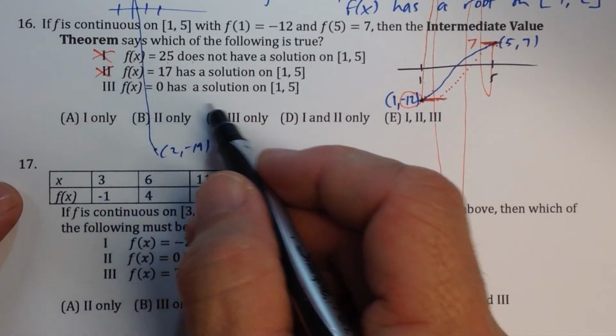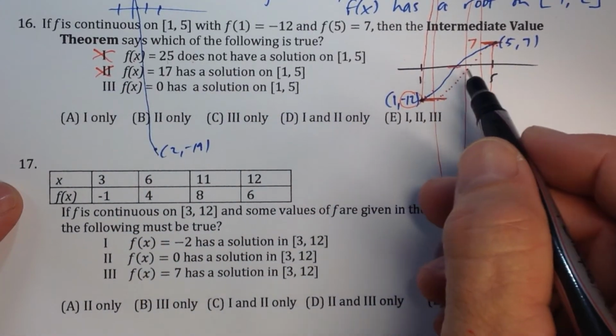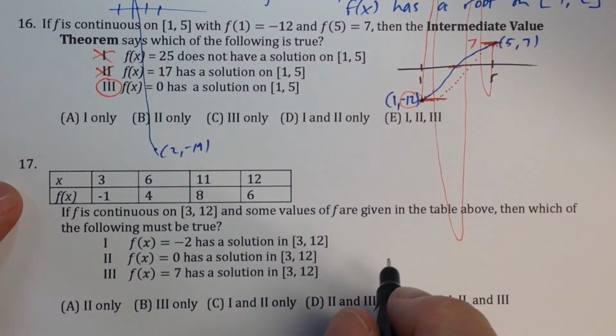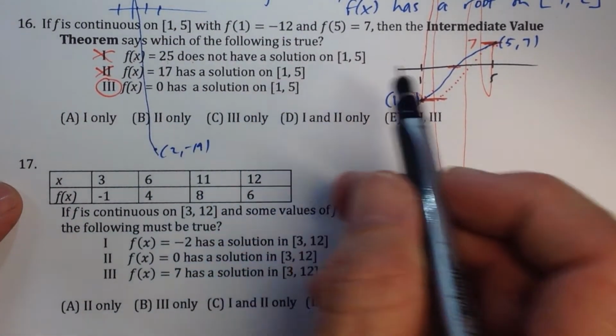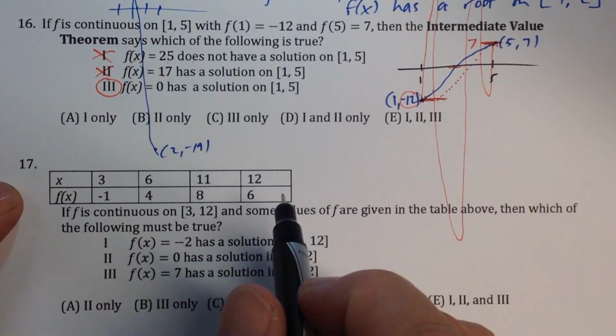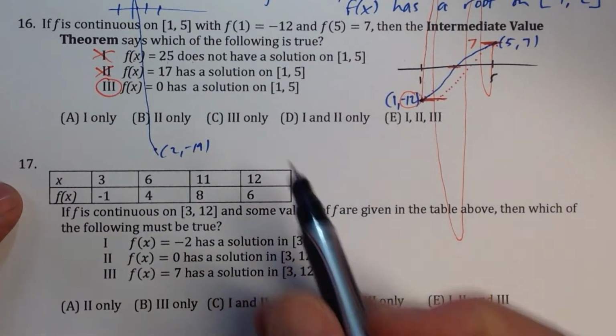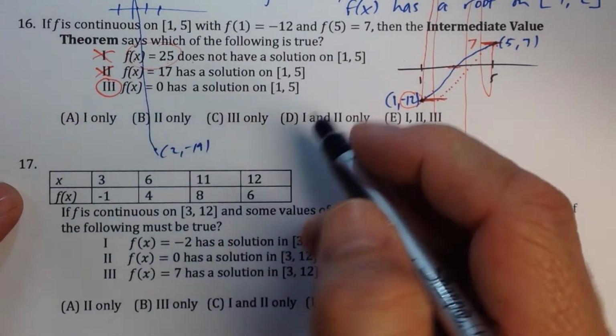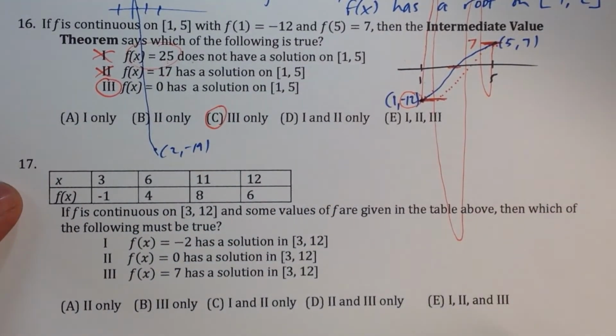Okay, f of x equals 0. Well, guess what? 0 is between negative 12 and 7, so yes, that for sure has to be true based on that theorem. The theorem only tells us what we have. It doesn't tell us what we don't have. So only 3, and that would be C.